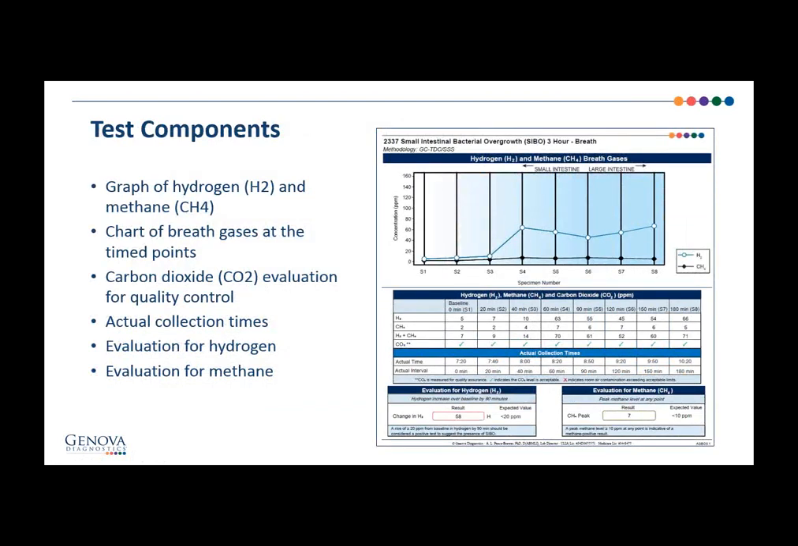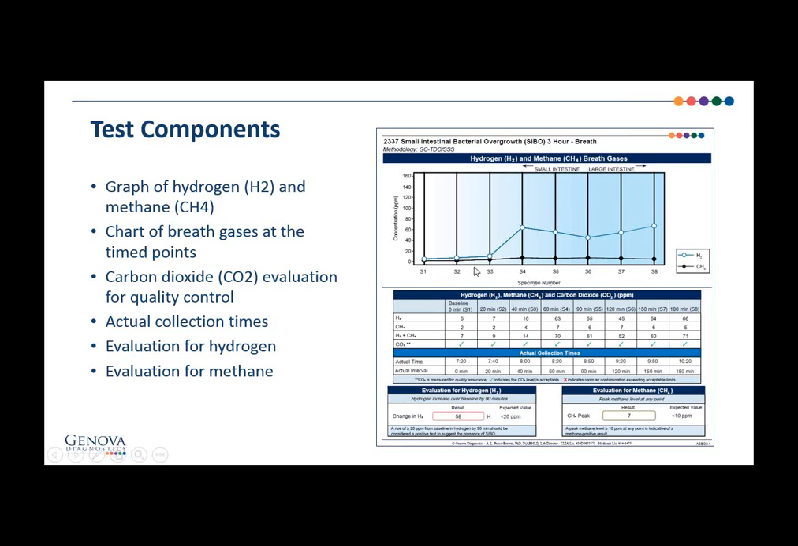So we'll look at the test components here. At the very top of the page, we can see this graph in blue, and we're plotting the change in hydrogen and methane. So this blue line with the white circles represents the hydrogen as it transits through the intestines, and then this black line with the black diamonds represents methane as it transits through the intestines.